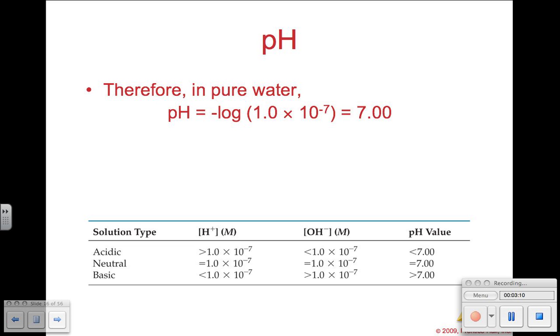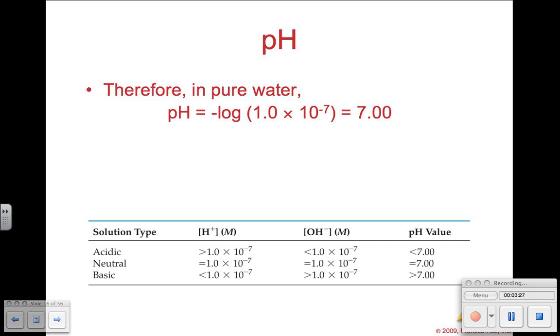So for pure water, when you take the negative log of the concentration of H3O plus, which is 1 times 10 to the negative 7th, you get a pH of 7. So pure water has a pH of 7. It has equal amounts of H3O plus and OH minus.